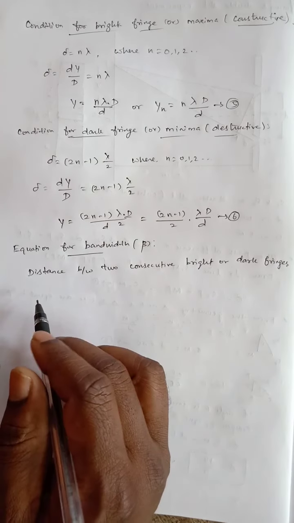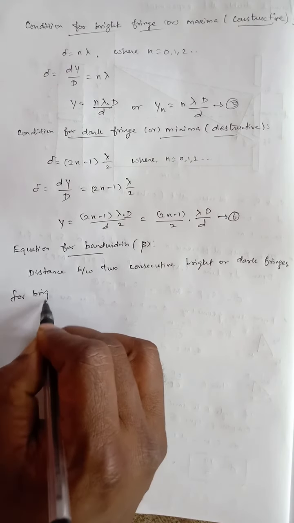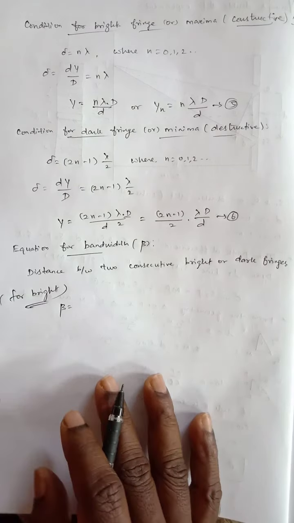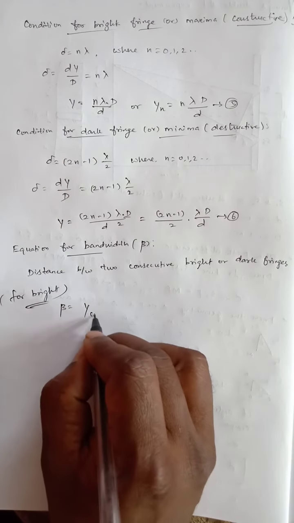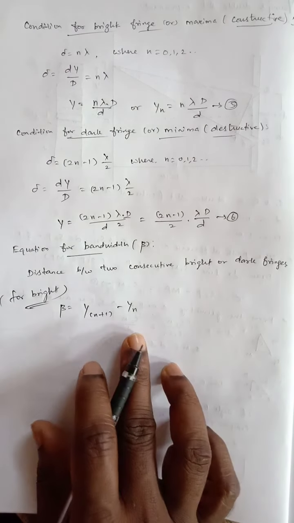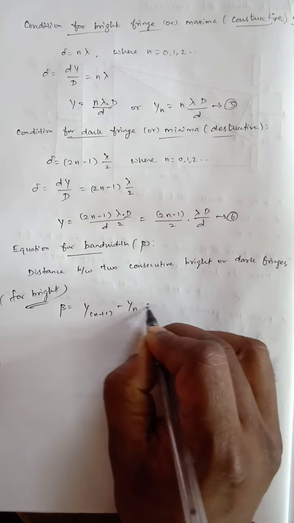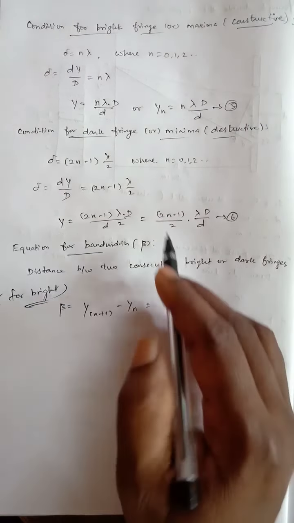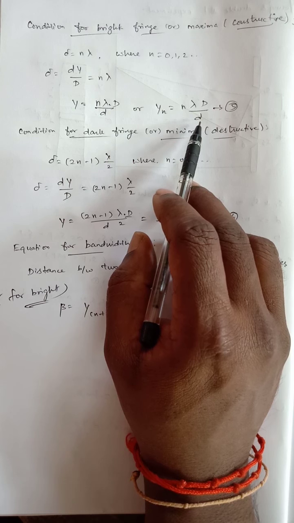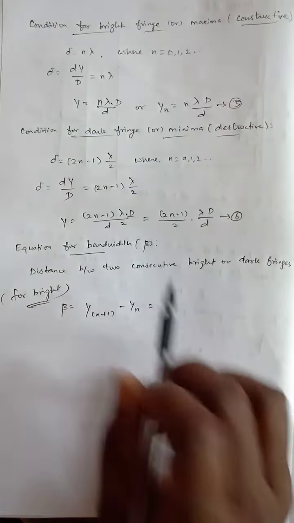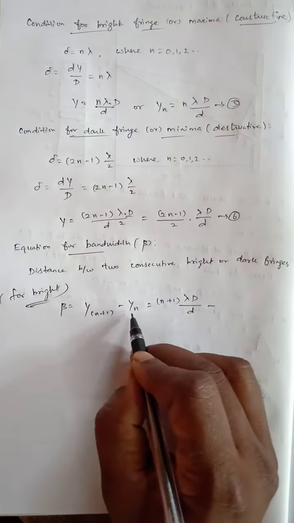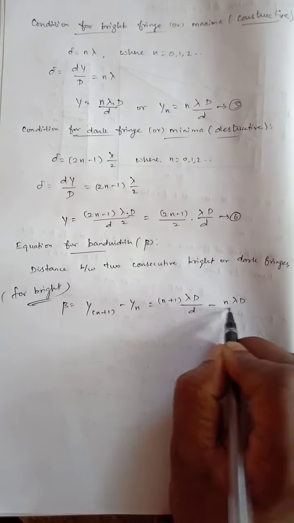Write it for bright fringes. The formula is beta equal to y of (n plus 1) minus y of n, meaning the distance between the next fringes. What is the formula for y? We already know for bright fringes y_n is equal to n lambda D by small d. For n plus 1 we put (n plus 1) into lambda D by small d, minus y_n, which is n into lambda D by d.